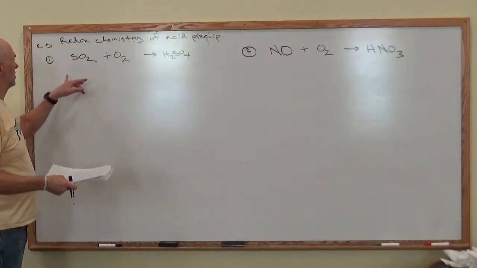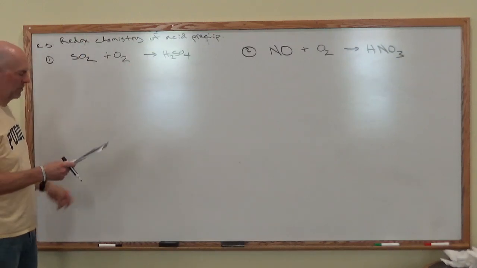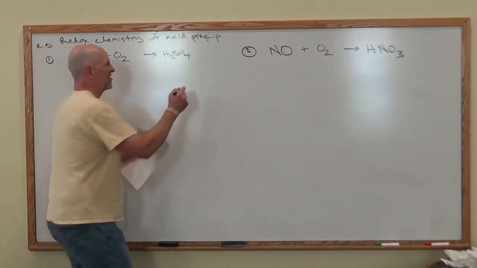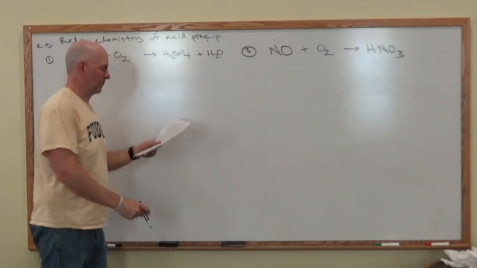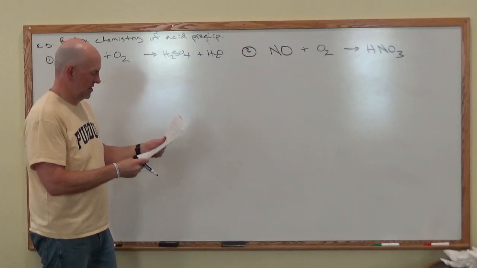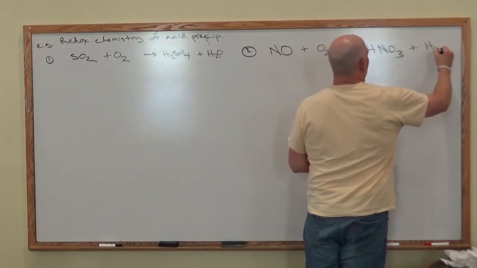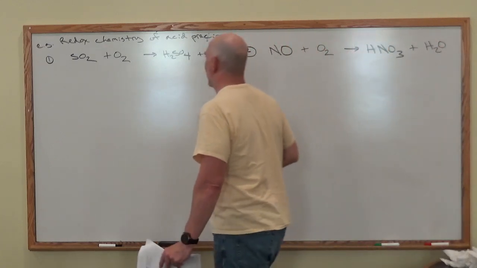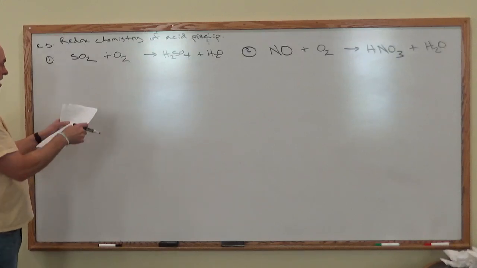You'll notice there's no hydrogen over here, so this equation is all over the map in terms of where it's done. Well, what's also produced? Water. Okay, so let's see here. SO2, okay.